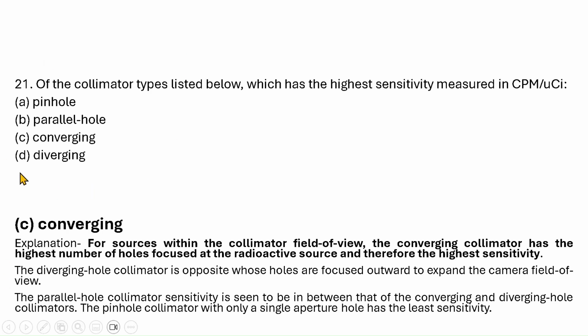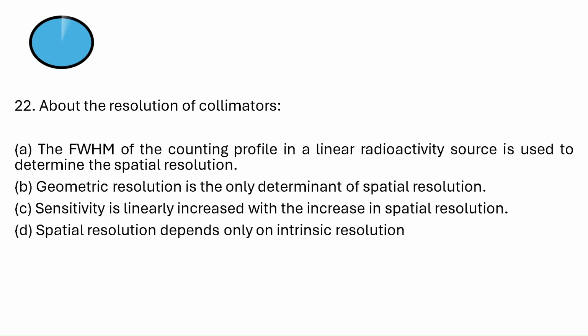So among these collimators, the converging hole has the maximum sensitivity. The reason is that the converging collimator has the highest number of holes focused at a radioactive source, and therefore it has the highest sensitivity.